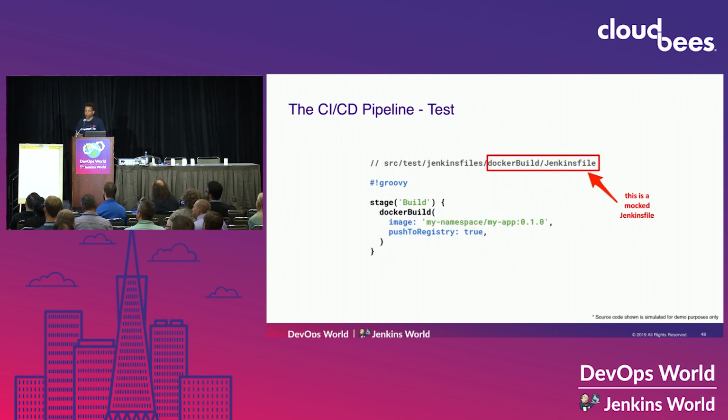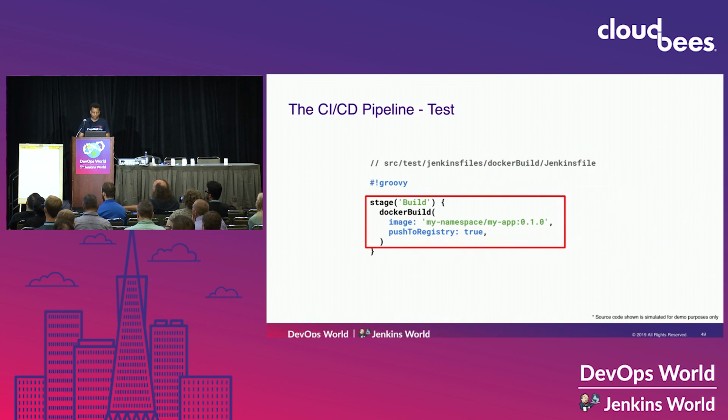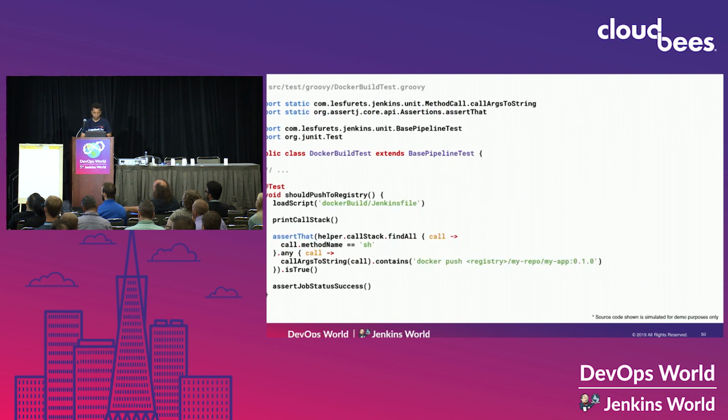And to use it, all we need to do is build a mock Jenkins file. So we're going to mock out what a Jenkins file will look like and call our Docker build function, the custom function that we've created. So now we actually write the unit test. And this is what that unit test will look like. So we're going to test to see if the function will actually push to a registry.